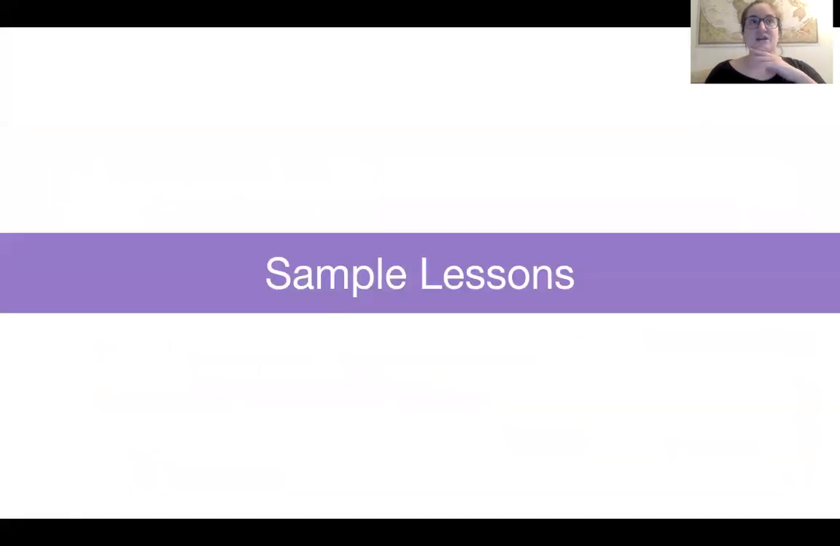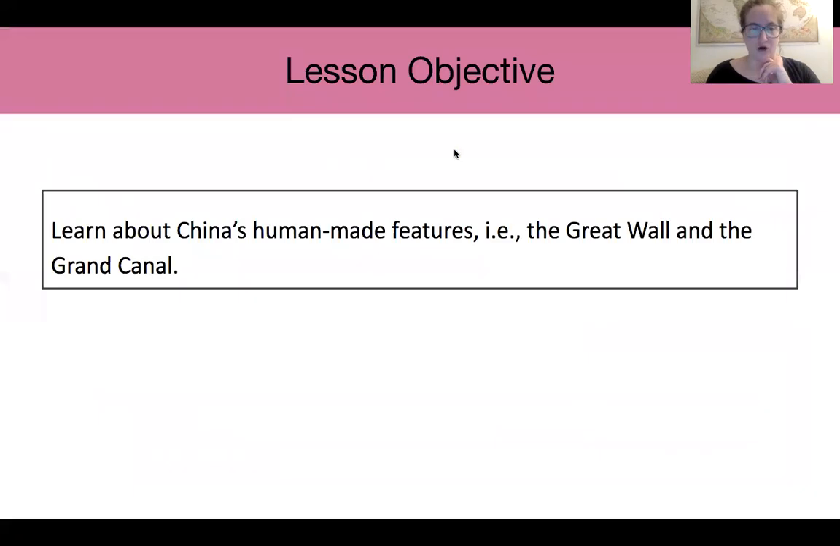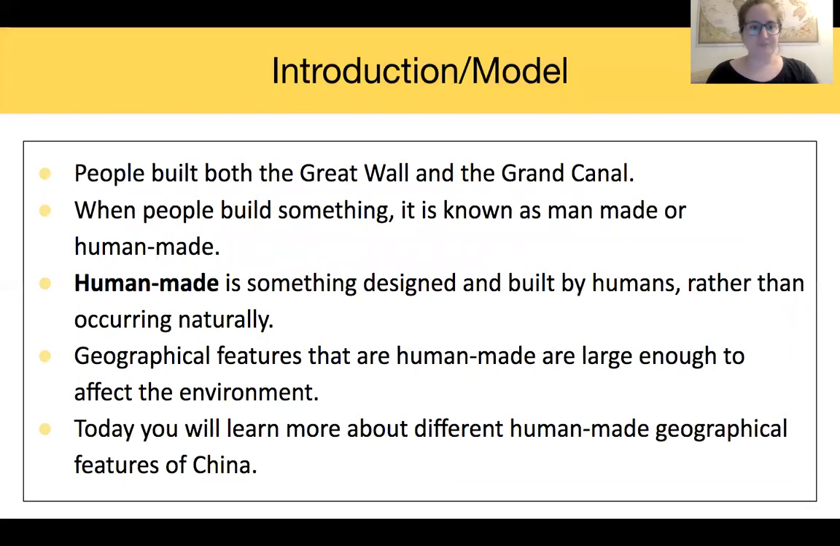Now, in the social studies curriculum, in the Passport curriculum, there are lots of lessons that are ripe for incorporating the quadrant analysis and some that flat out direct you to use it. So for example, during the case study of China, there's a lesson on the Grand Canal and the Great Wall. And this lesson is all about children exploring China's human-made features. For example, the Grand Canal and the Great Wall.